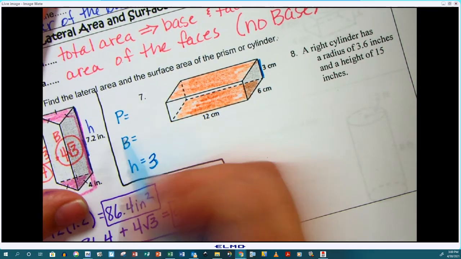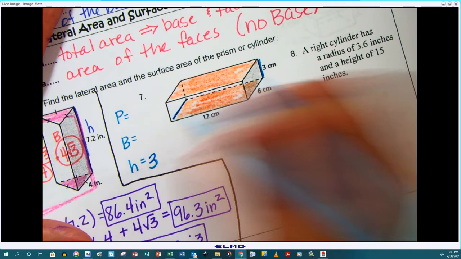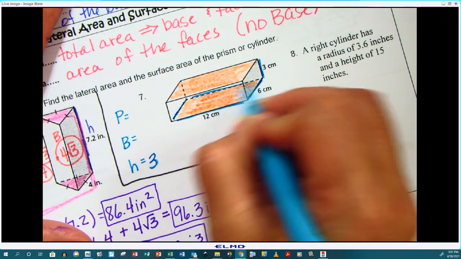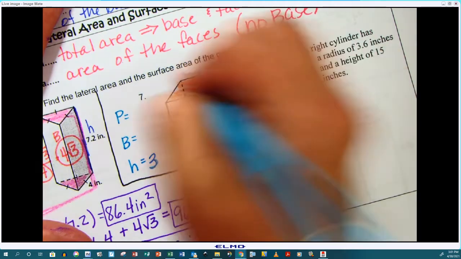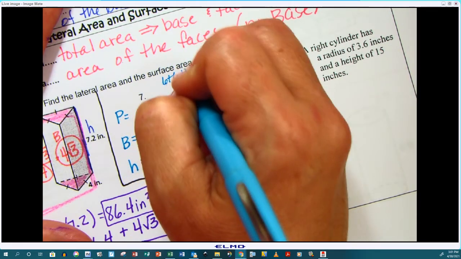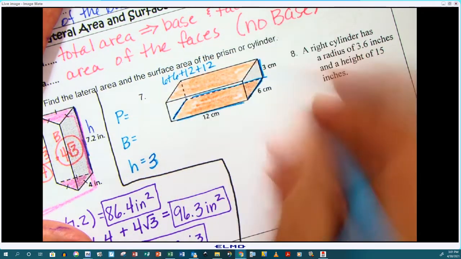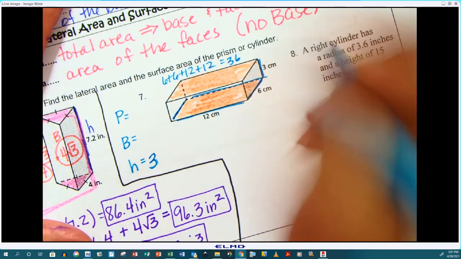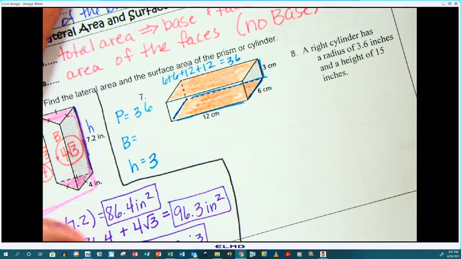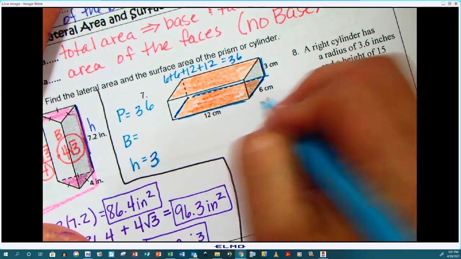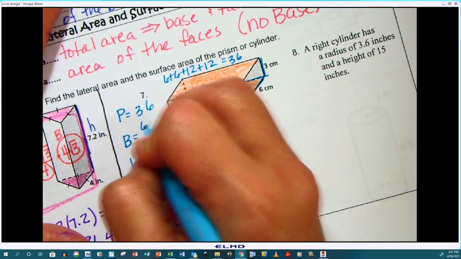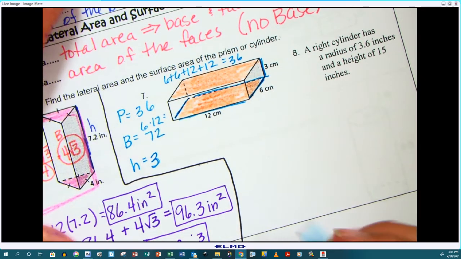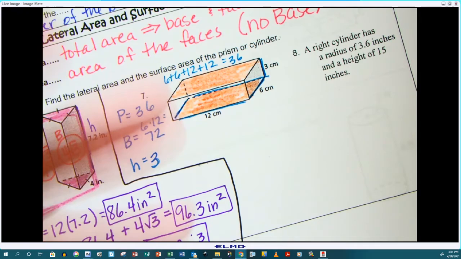So now I need the perimeter. Okay, so the perimeter, 6 and 6, 12 and 12. So 6 plus 6, 12 plus 12. Well, 18 and 18 is 36. So my perimeter is 36. The area is length times width. So 6 times 12, that's 72. So I have P, B, and H.